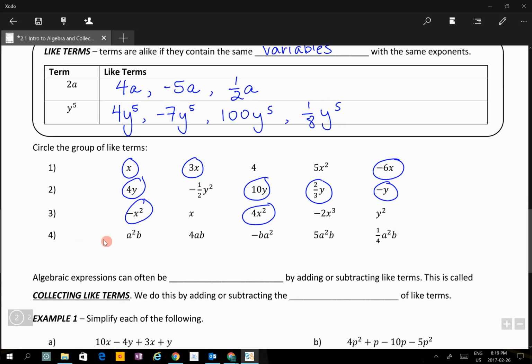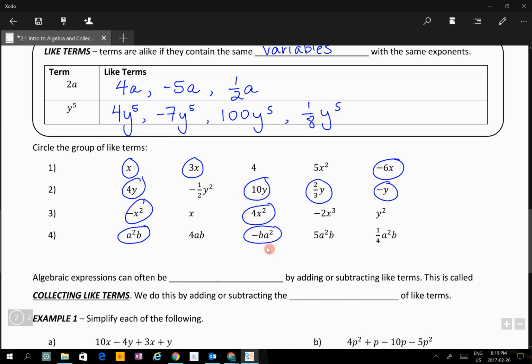Number 4, what about more than one variable? Well, it sure can happen. a squared b. So now I'm going to look for other terms with an a squared and a b. Here I have a single a and a single b. That doesn't work. Here I have a single b and an a squared. So this one works as well.